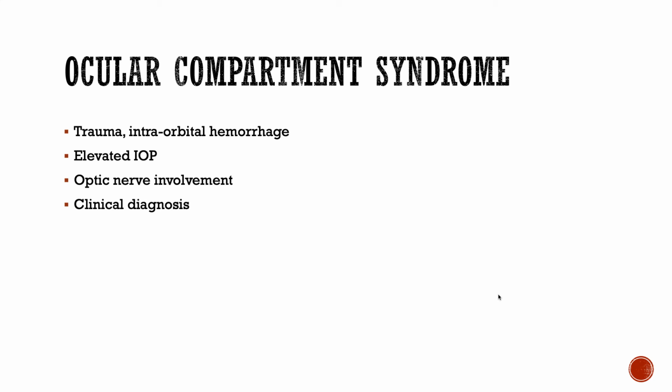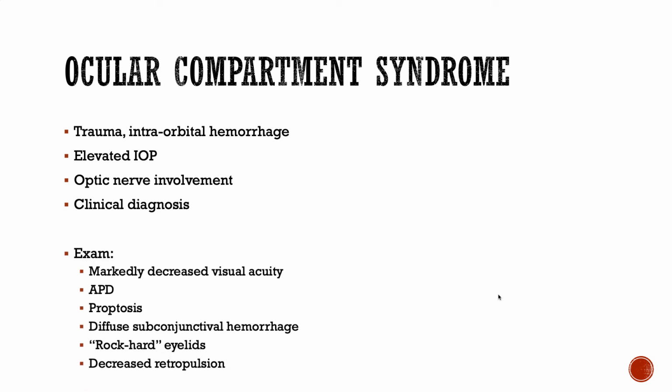and having significantly elevated intraocular pressure, where you have hardening of not only the eyeball itself, but also tension and hardening of the eyelids also. This is a clinical diagnosis, but this is also where you worry about optic nerve involvement. So you can see an afferent pupillary defect associated with this because of pressure as well as ischemia associated to that optic nerve.